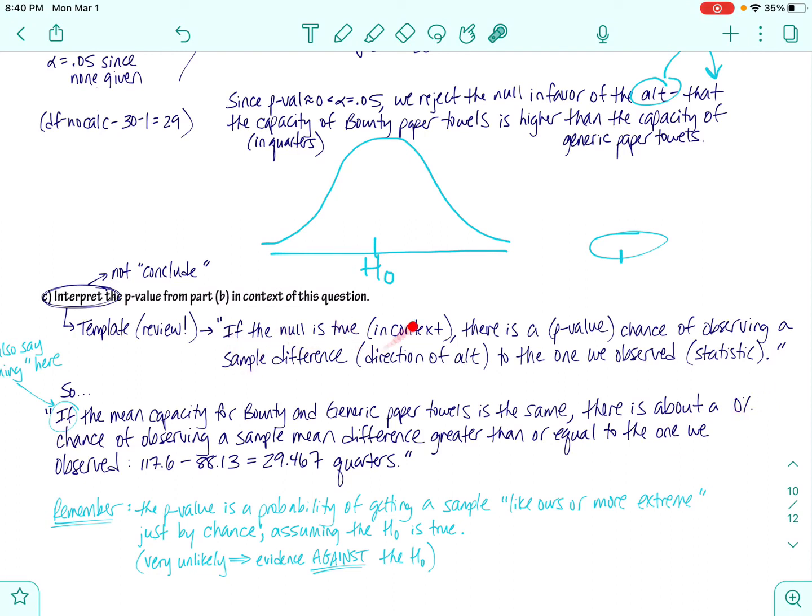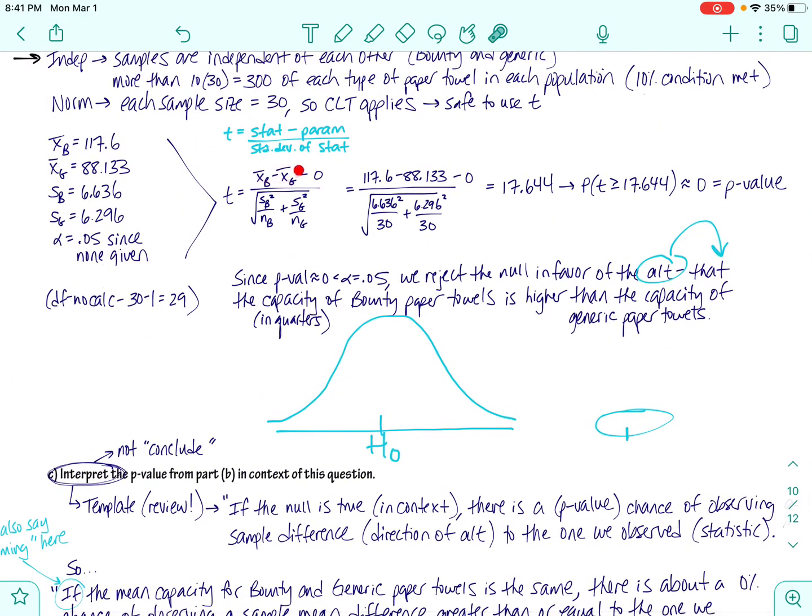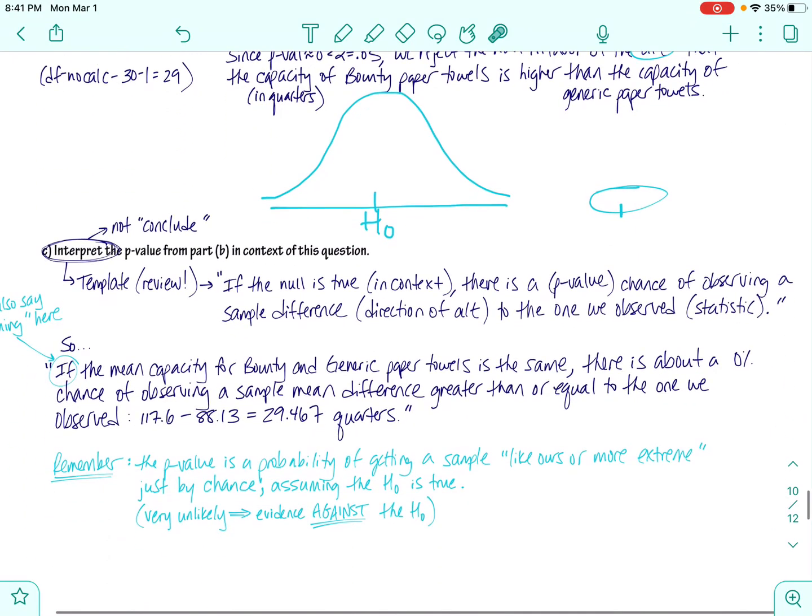So this is like the fill-in-the-blank sentence. Here I actually am filling in the blank. This you can get from the textbook. Here it is in terms of the paper towels. So I'm filling in the blanks here. Chance of observing a sample mean difference greater than or equal to, this is the direction of the alternate. We shaded to the right. We wrote Ha with a greater than sign. So greater than or equal to the one we observed, which in this case is the difference between the two, the statistic that I used way up here. This number was almost 30 quarters, which is huge.